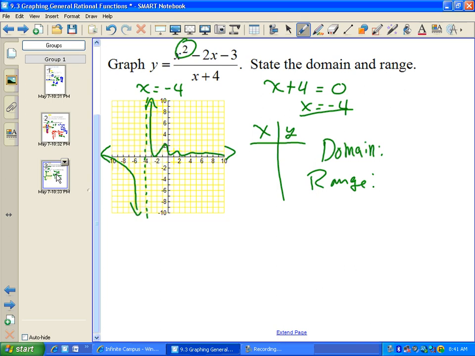So what's my domain? X is an element of all real numbers except negative 4. What's my range? It's all real numbers. Is that what you were saying, Garrett? Yes. There's no limitation to my y's.